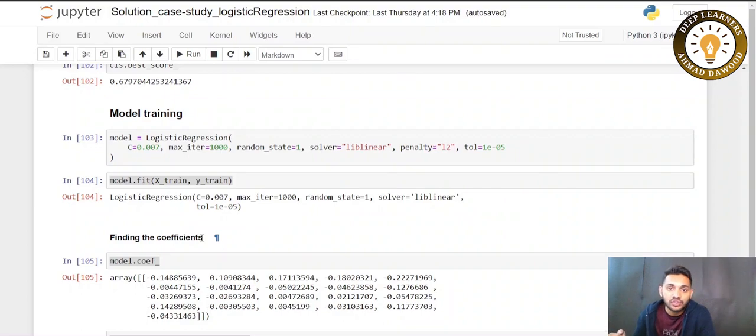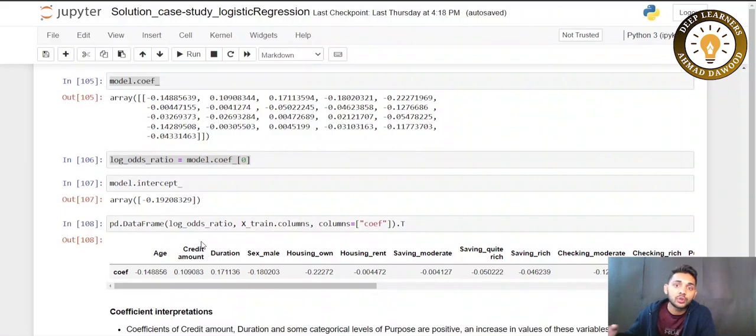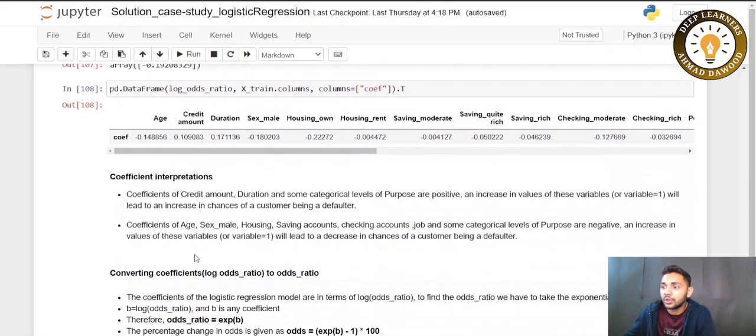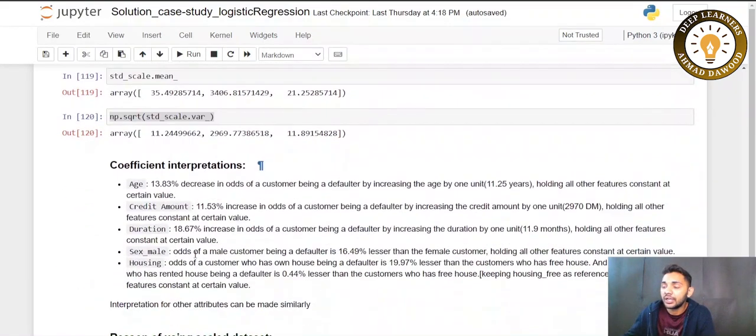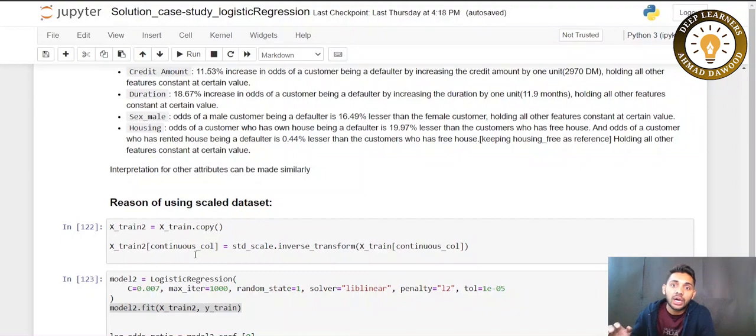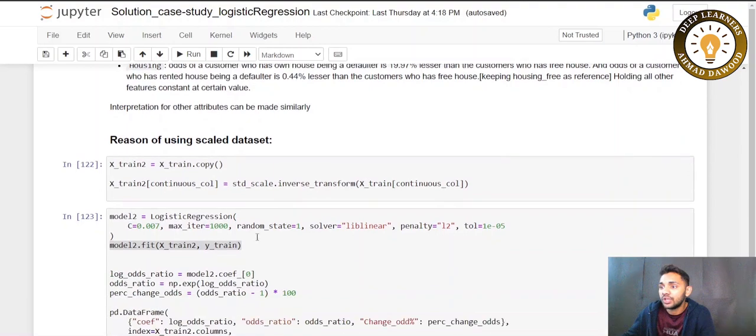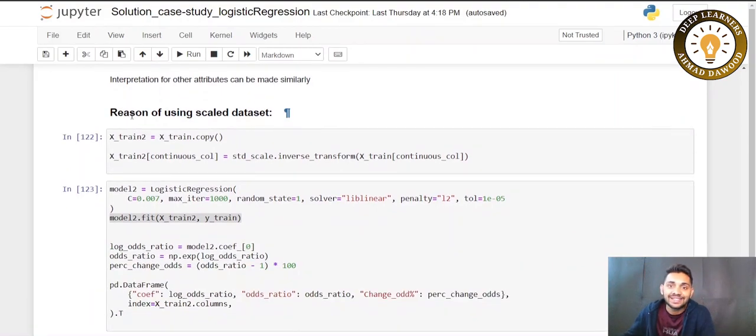After training the model, we found the coefficients. Then we tried to interpret our coefficients in terms of odds: how much the odds increase or decrease when a particular variable increases or decreases, keeping all other variables constant at some value. So we have done the coefficient interpretation, and we have also seen the impact of the unscaled data set on the interpretation of coefficients, and the reason why we were using the scaled data set.